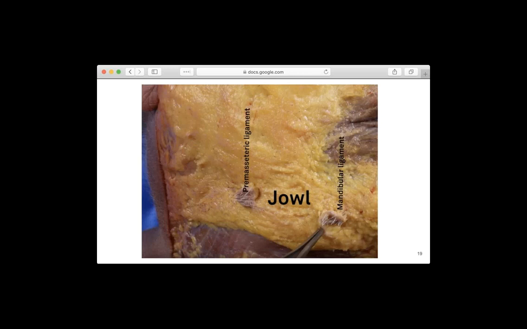So in the front, we have one of the strongest ligaments of the face, the mandibular ligament, and behind it, we have the mesenteric ligament. And you can feel these with your cannula as you're moving along the jawline.